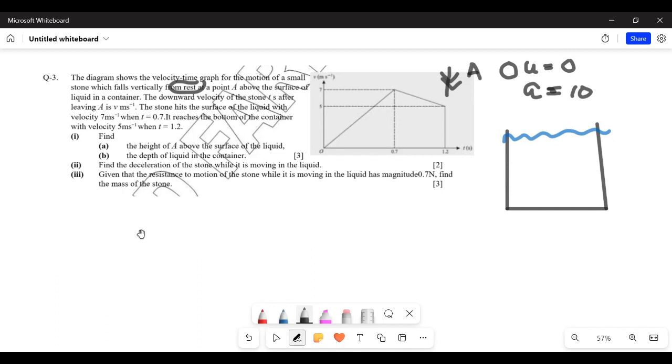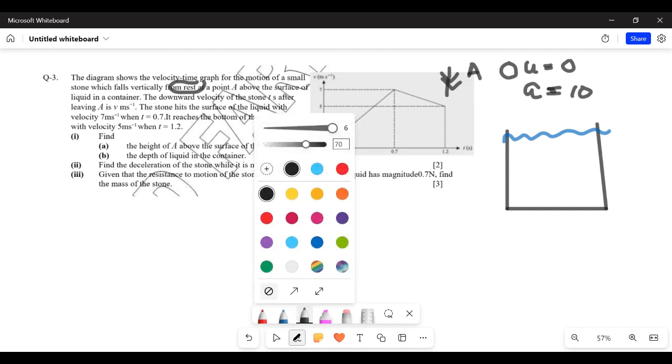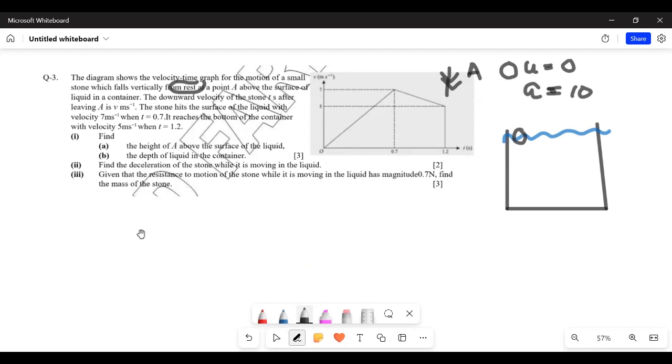Now, what does it say? From rest at a point A above the surface of the liquid in a container, the downward velocity of the stone after leaving A is v. The stone hits the surface of the liquid with velocity 7 meters per second. So when it hits the surface, the velocity v is 7 meters per second because u was 0. This happens when time is 0.7 seconds. So it took 0.7 seconds to go from here to here.